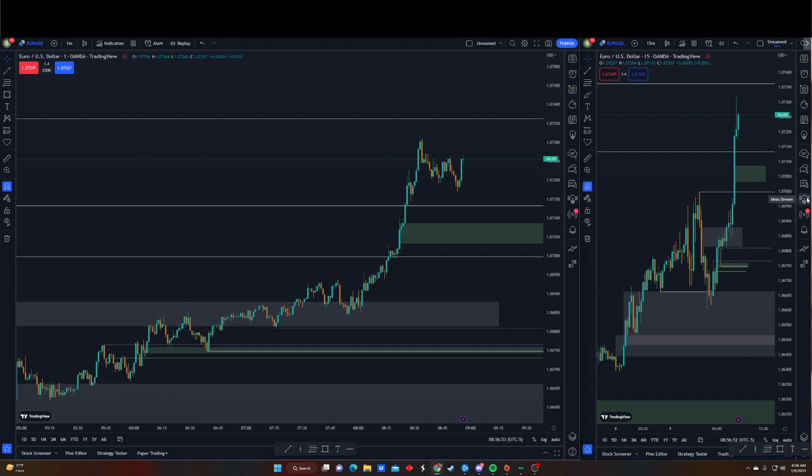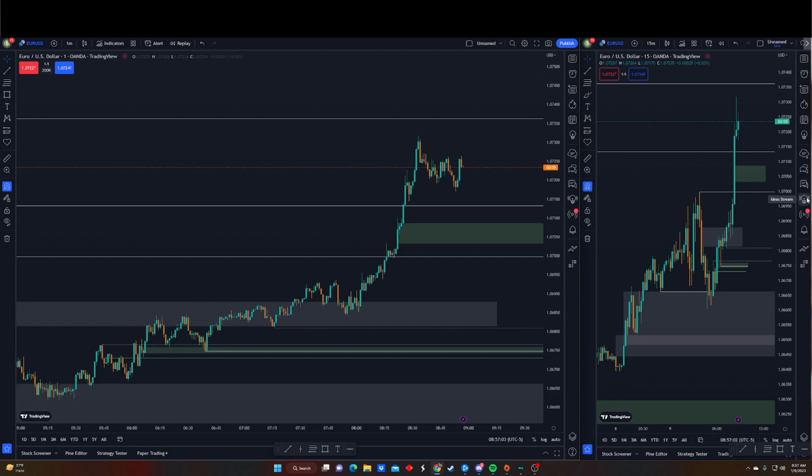At this point, the odds of us getting below 107.1 for that 5-minute fair value gap are looking more and more slim. You can see on the 15-minute, we just dipped inside that 15-minute fair value gap. Technically, that's all we need to continue higher.